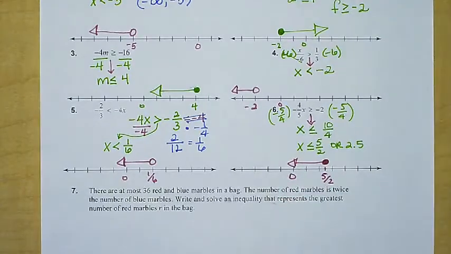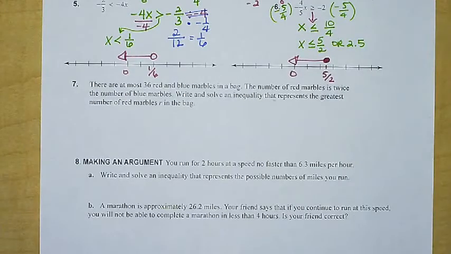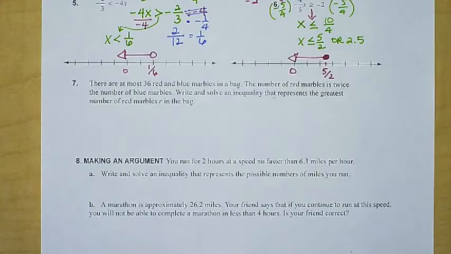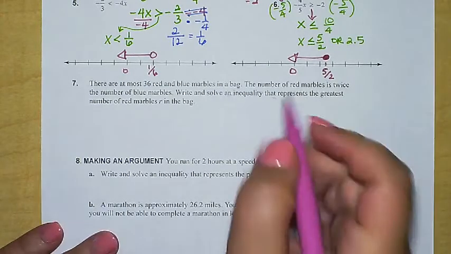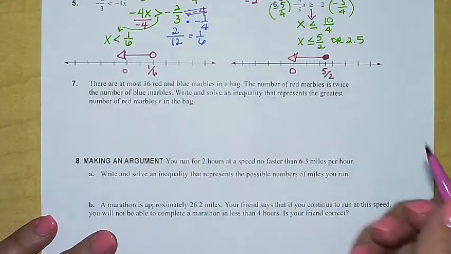All right, let's finish out with just a word problem here, and then the rest we'll do in class. So let's take a look at number 7. It says there are at most 36 blue and red marbles in a bag. There are at most 36, so that's the most there are. That means less than or equal to. That's the most. We wouldn't want any more than that.